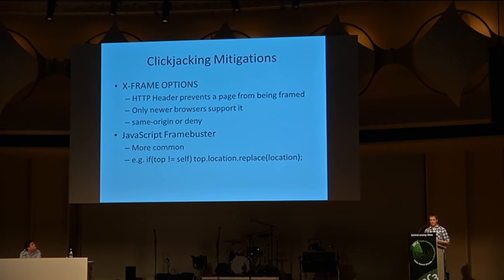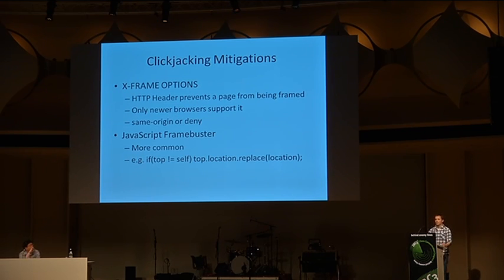So X-Frame-Options is an HTTP header sent in an HTTP response. It was kind of pioneered by the IE team, but all major browsers support it now. When a browser sees it, it will say, okay, I'm not going to frame this page. There are two options: same origin or deny. If it's same origin, it will only frame pages in the same origin, and if it's deny, then it just won't frame pages at all.